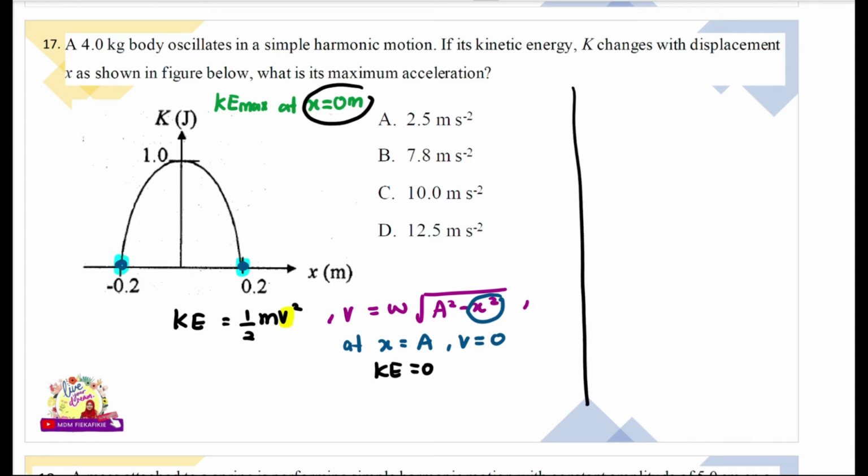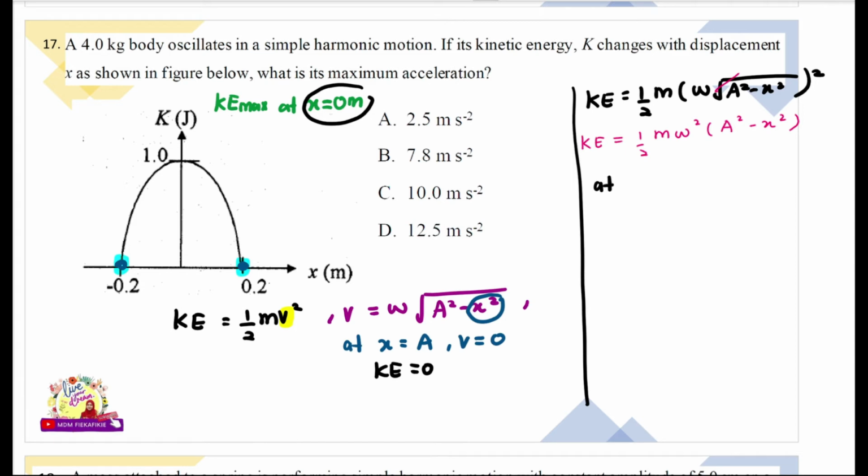So the formula kinetic energy is equal to half m v squared. If we substitute omega square root of A squared minus x squared, squared, you can cancel out the square root, so it becomes half m omega squared (A squared minus x squared). So this is the formula for kinetic energy. Okay, so at x equal to 0, reading from the graph, our kinetic energy is equal to 1 joule.